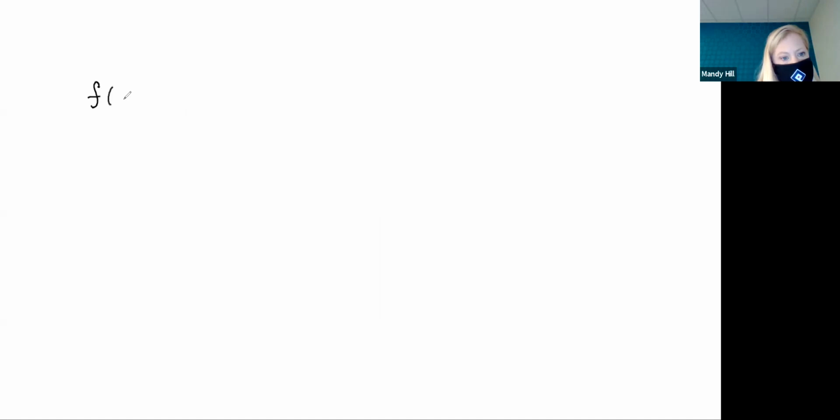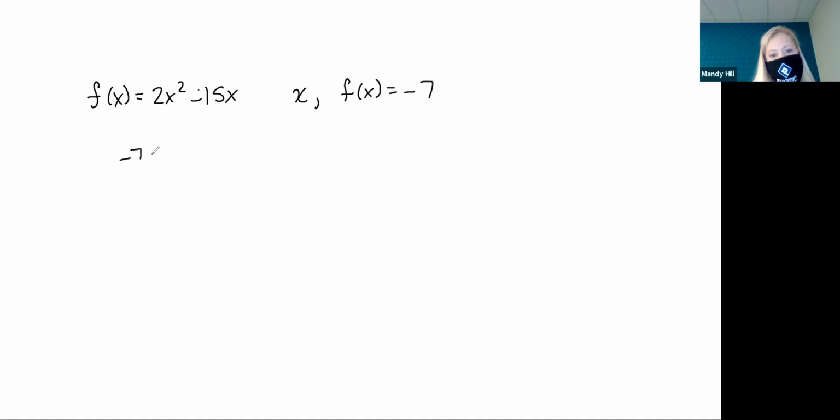They're telling us that f of x is equal to 2x squared minus 15x. And they want us to find all values of x if f of x is equal to -7. So we've got the situation where we're plugging in -7 for f of x, which is equal to 2x squared minus 15x.